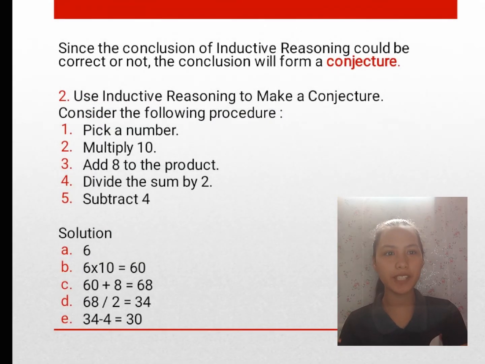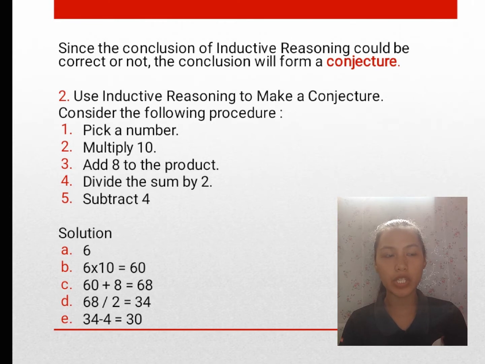Since the conclusion of inductive reasoning may be correct or not, the conclusion will form a conjecture. So let's have an example. Consider the following procedures. First is to pick a number. Second, we multiply it by 10. Third, add 8 to the product. Fourth, divide the sum by 2. And last, subtract 4.